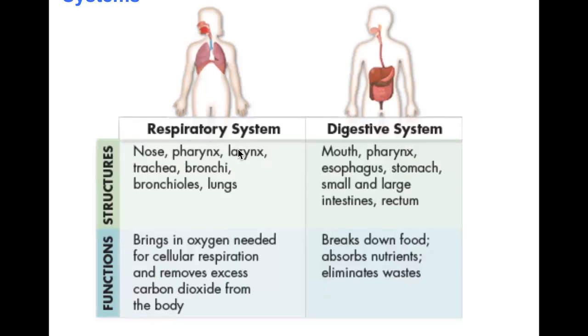The respiratory system includes the nose, pharynx, larynx, trachea, bronchi, bronchioles, and lungs. It brings in oxygen needed for cellular respiration and removes excess carbon dioxide from the body. The digestive system includes the mouth, the pharynx, esophagus, stomach, small and large intestines, rectum. It breaks down food, absorbs nutrients, and eliminates wastes.